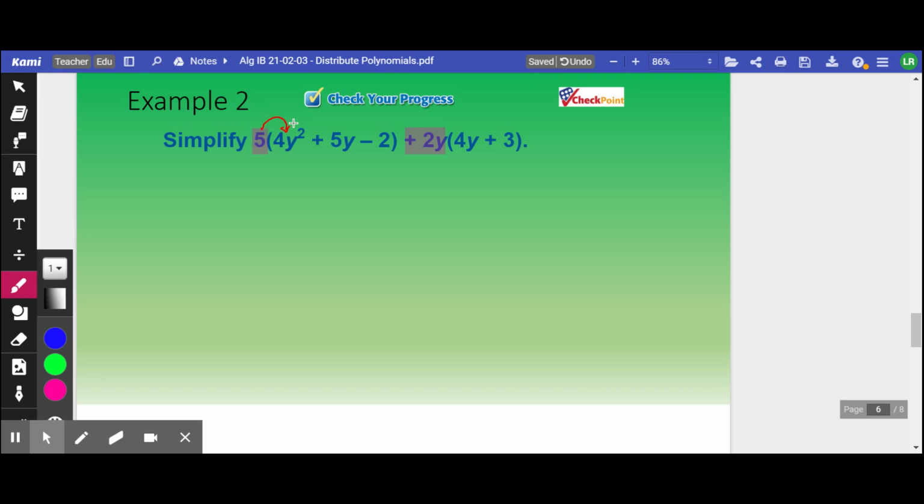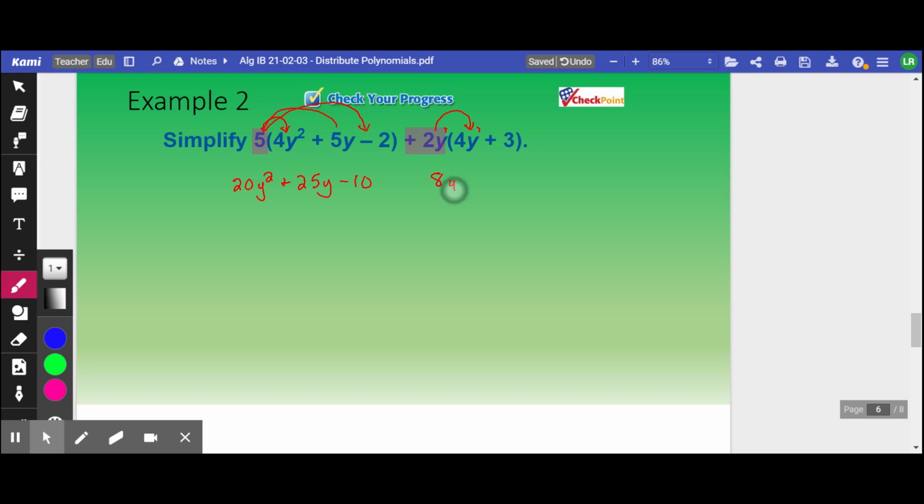So 5 times 4y squared is 20y squared. 5 times 5y is positive 25y. And 5 times negative 2 is negative 10. I'm on the second one here. Be careful because this is a 2y, so you're going to have to worry about your exponents. 2y times 4y: 2 times 4 is 8.